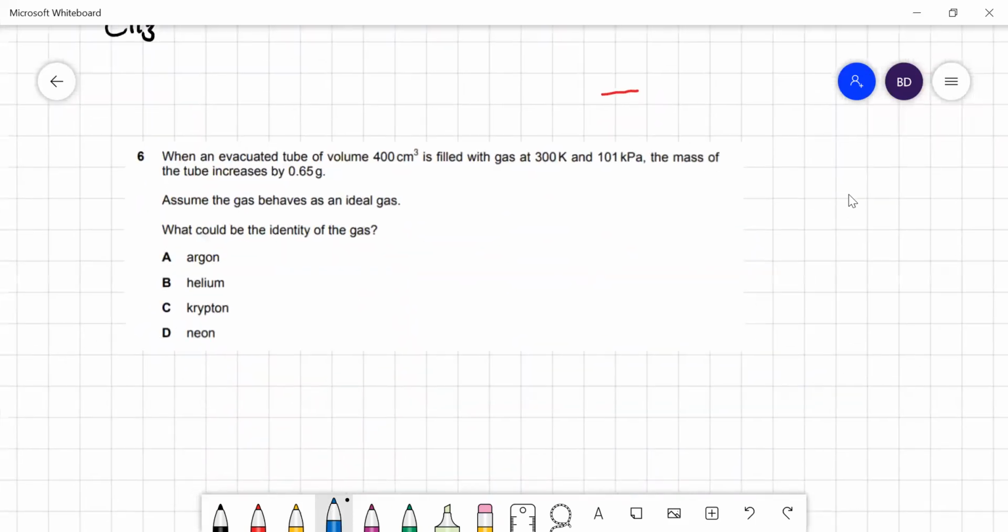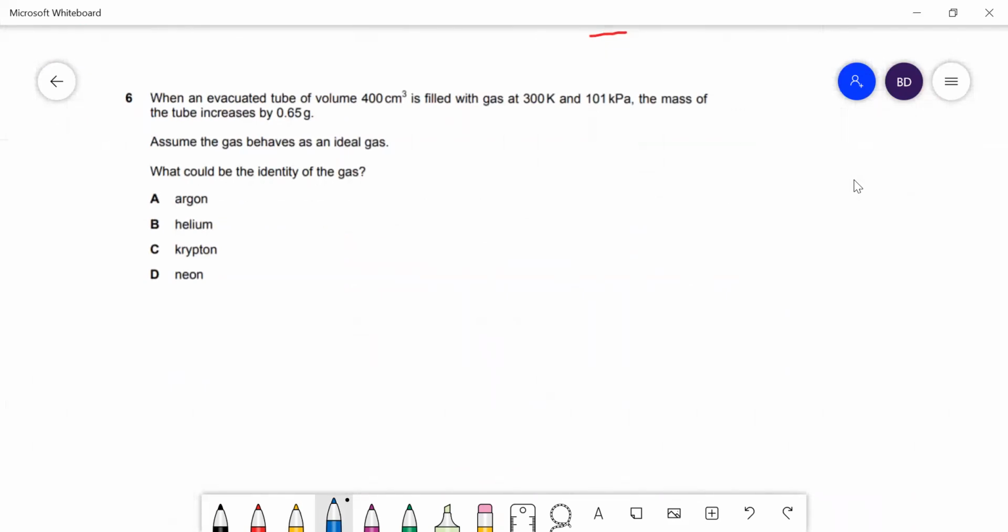Okay, we've got an ideal gas equation calculation here now. An evacuated tube of 400 cm³ is filled with gas at 300 K and 100 kilopascals, and the mass increases by that. Right, so let's use the ideal gas equation, PV is equal to nRT. We're going to work out the number of moles we've got in that. So n is going to be equal to PV over RT.